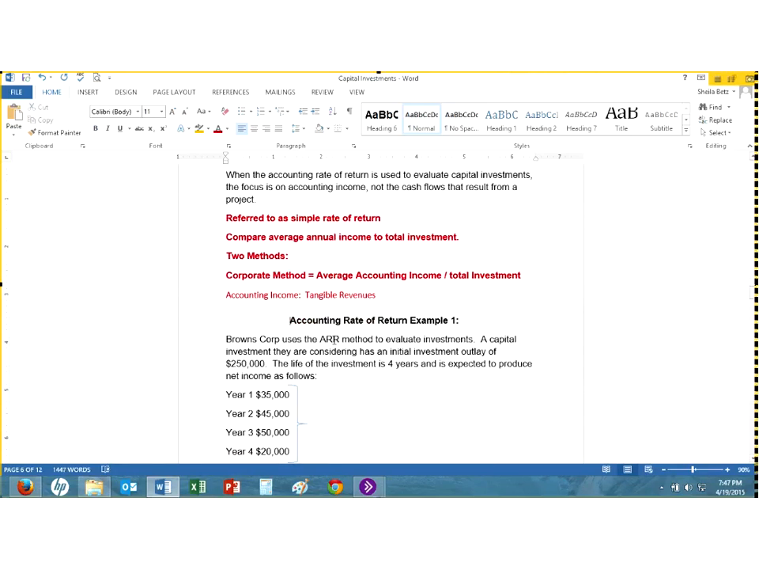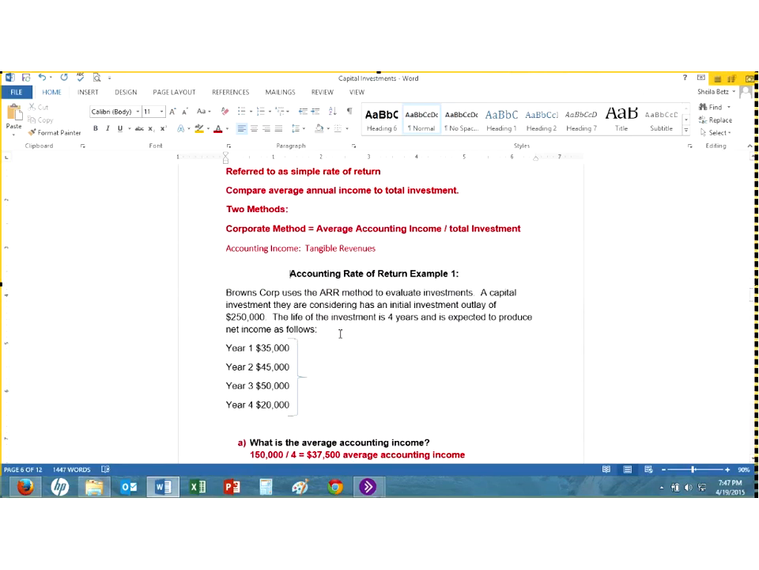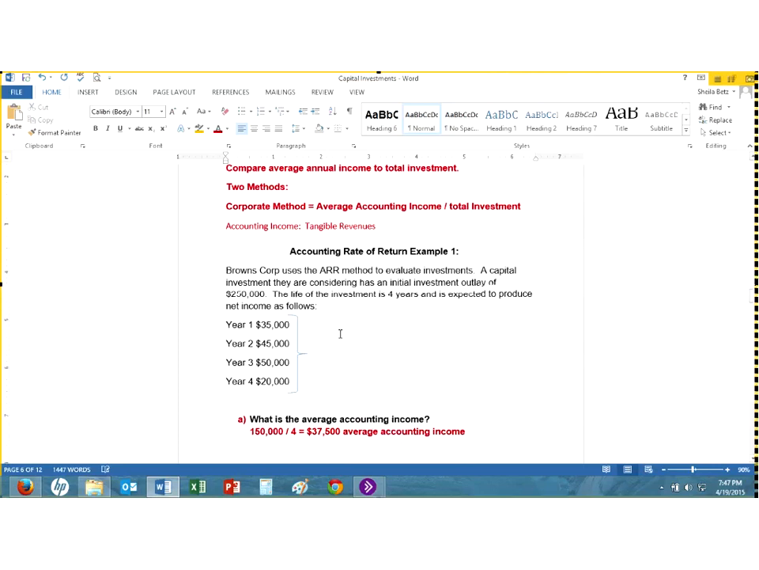So let's look at an example here. Brown's Corporation uses the ARR method to evaluate investments. A capital investment they are considering has an initial investment outlay of $250,000. The life of the investment is 4 years and is expected to produce net income as follows. What is the average accounting income?